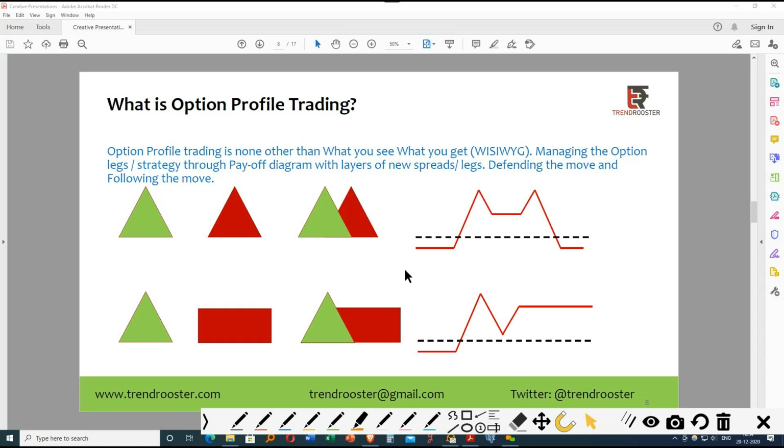Do you understand now the difference between us and others? That is why we call this option profile trading. We are not a gamma trader. We are not a Greek trader. We are not a directional trader. We are a market neutral trader, and we trade using option profile systems. Is that clear, guys?